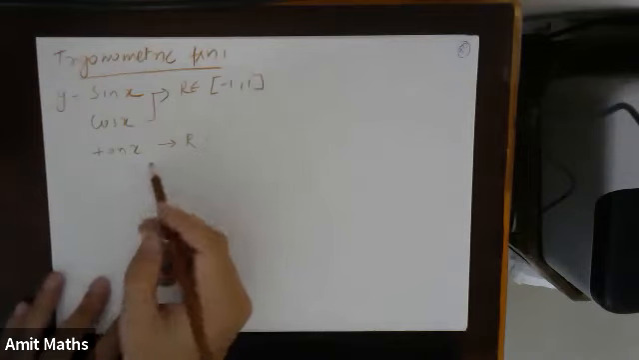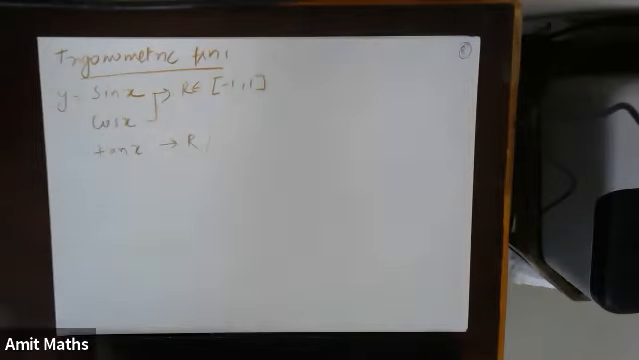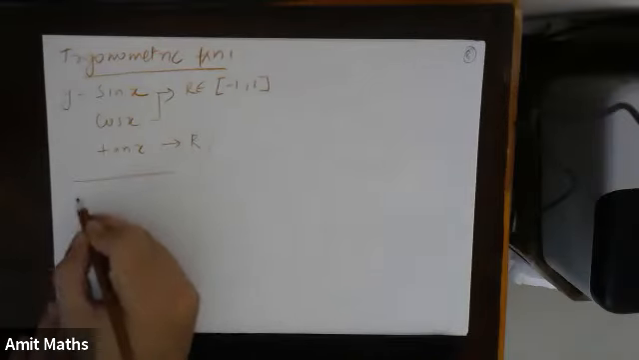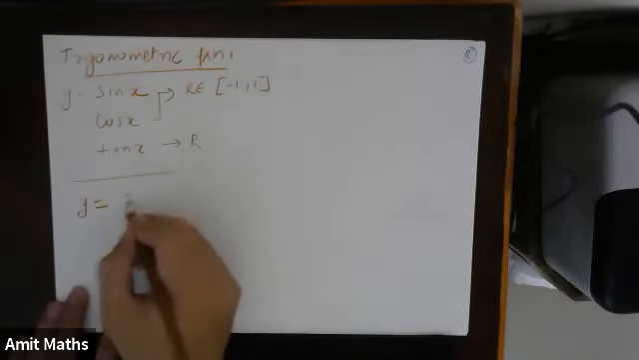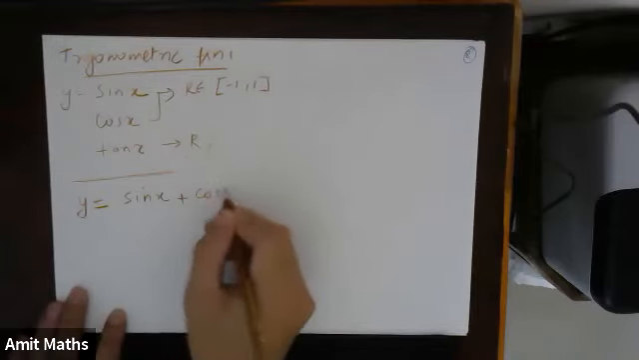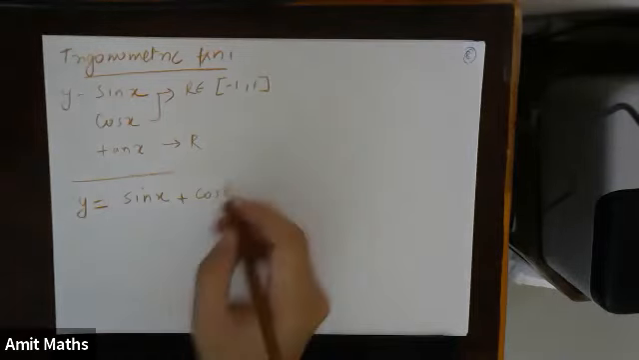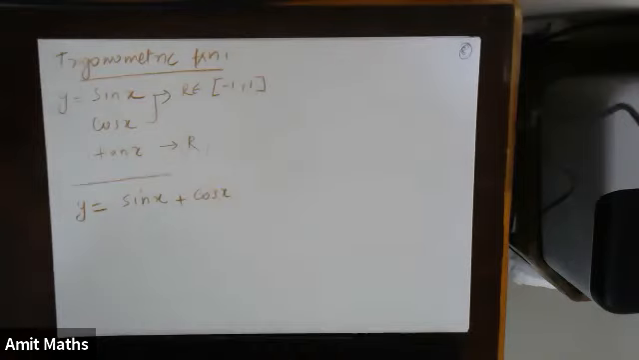Now what we'll do is combine some trigonometric functions. We'll combine one or two trigonometric identities and try to find out the overall range of that particular function. So the first question I will give you is, y is equal to sine of x plus cos of x. Find the range of this function.